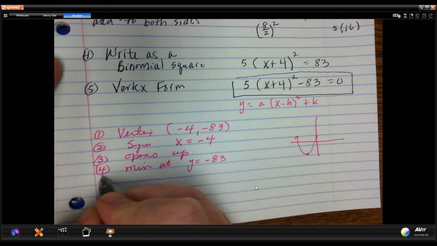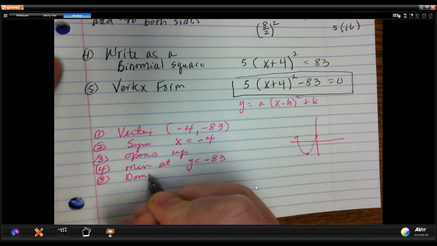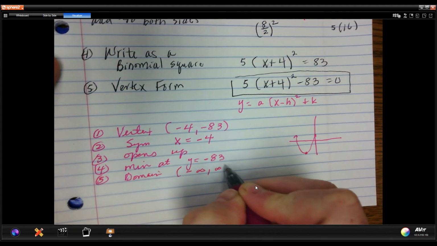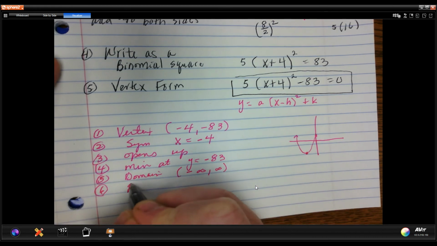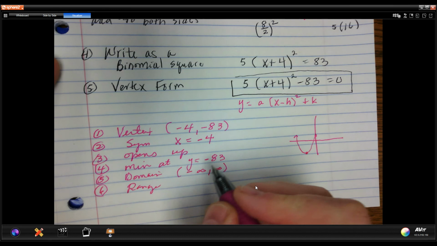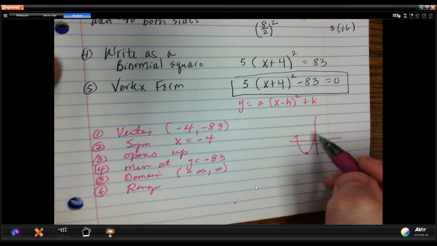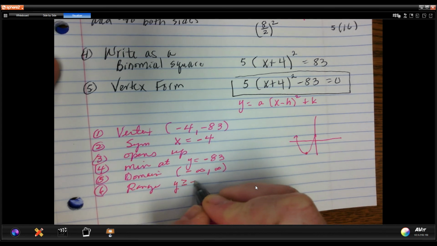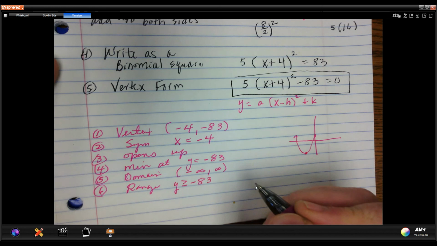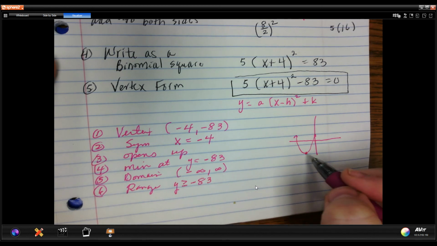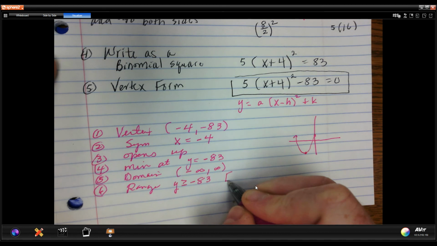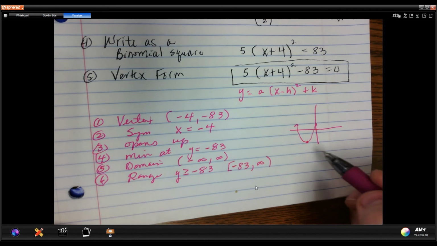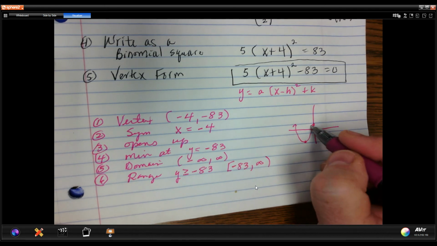Okay, let's pick out the domain. Since there are double arrows, the domain is going to be -infinity to infinity, or all real numbers. Let's pick out the range. The range is going to be everything greater than -83. Some of you might do inequality format, so y is greater than -83. Or let's do interval notation. The lowest point is -83, so bracket -83, comma, infinity. So the lowest point is -83, and then it goes all the way to infinity.